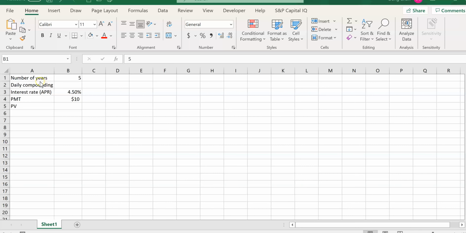That means we need to convert the number of years into the number of days by multiplying 5 by 365. And interest rate, this is annual percentage rate or APR. By default, the interest rate is also quoted in annual terms. So here we need to get that into the daily interest rate by dividing 4.50 by 365. And payment here, that's the periodic payment. So here it's the daily payment.